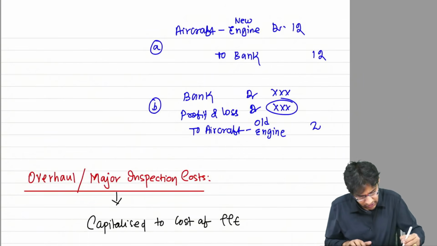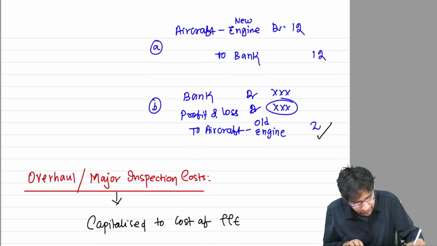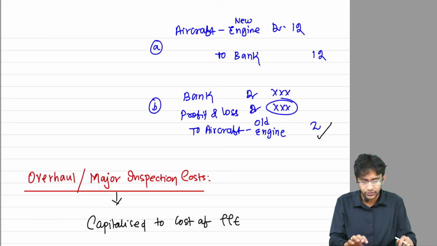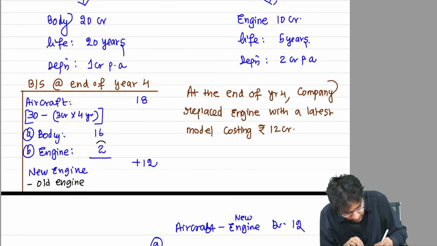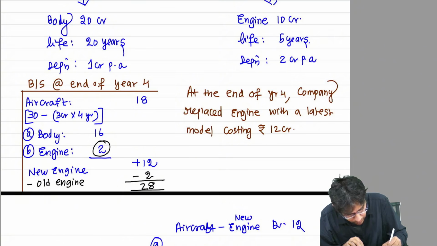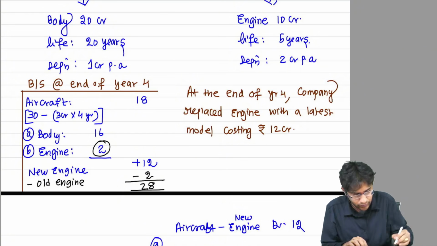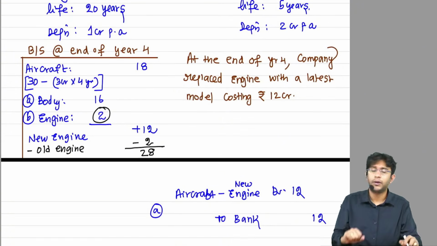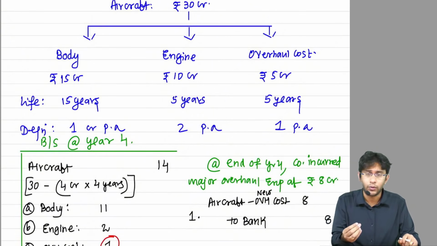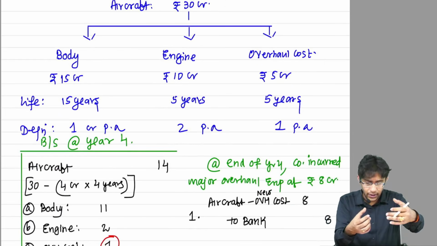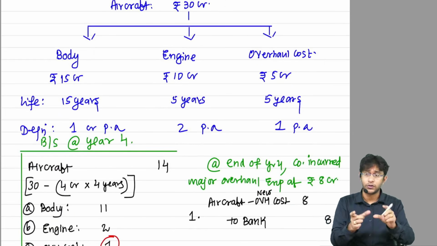Now earlier also you see the old aircraft engine, we removed it. When you remove it, of course, in the balance sheet also, the old engine's carrying amount, number 2 is there, that you have to eliminate it. So that will make it 28. Like that. So whatever we learnt in component accounting, that concept you have to apply and drag it even into inspection cost, major overhaul cost also.